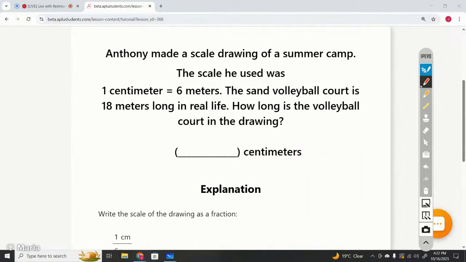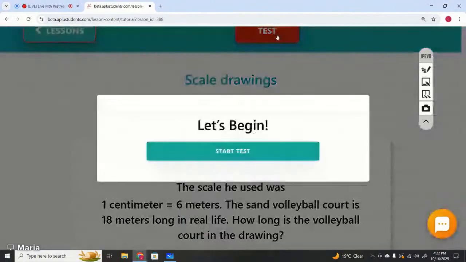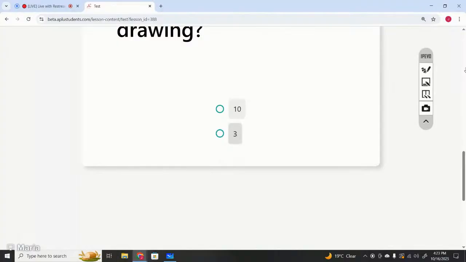Okay, let's just start with the test questions. That's the one we just did, right? 3 it is.